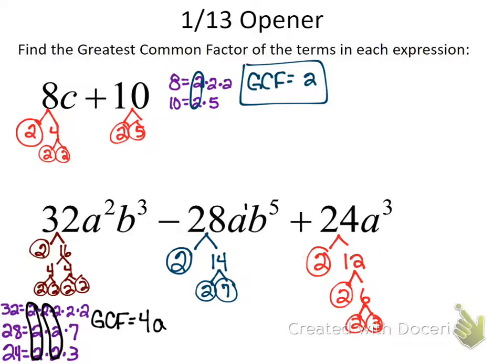1. Yeah. Okay, do they all 3 have a B? No. Since they all don't have them, it cannot be a common factor. So our greatest common factor for these 3 terms is just 4A.